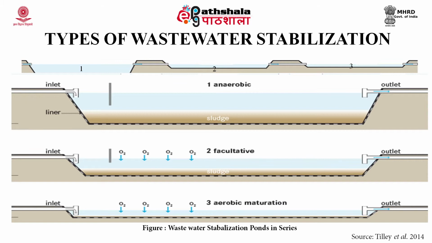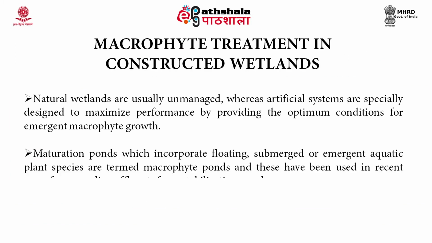These waste stabilization ponds are low cost for operation and maintenance, but they have high removal of biological oxygen demand and pathogens. Another kind of natural treatment of wastewater is the macrophyte treatment using constructed wetlands. Natural and artificial wetlands and marshes have been used to treat raw sewage or partially treated effluents.